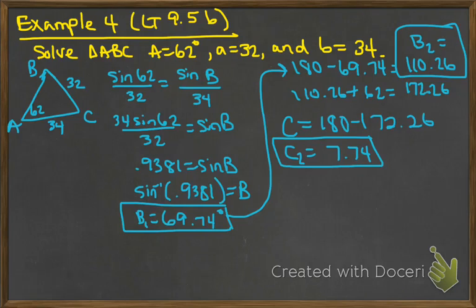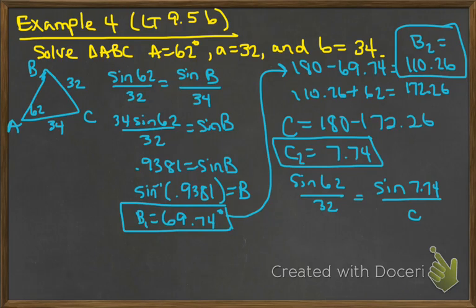So let's go ahead and just finish out this problem. We'll come back to the first problem. So now I know what this angle for C is, so let's find the side C. So I'm going to set up the two that I knew, so the sine of 62 over 32 equals, and now I need to find C, so it's going to be the sine of 7.74 divided by your C value.